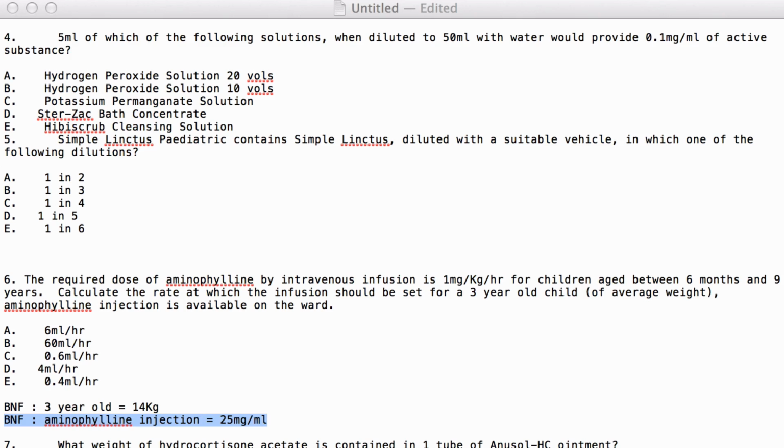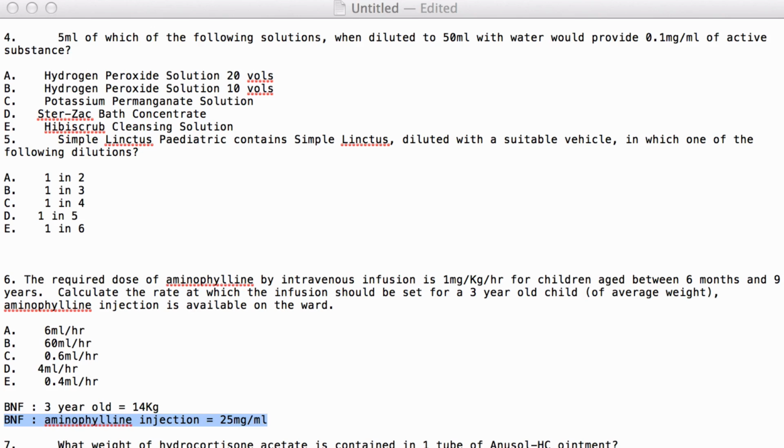So if the child is, let's say, 14 kilograms, and it's 1 mg per kg per hour, all you do is do 14 kilograms divided by 25 mgs per mil. 0.56. And it's 0.6, well, round about 0.6. So the answer is going to be C. 0.6 ml. C, yeah.